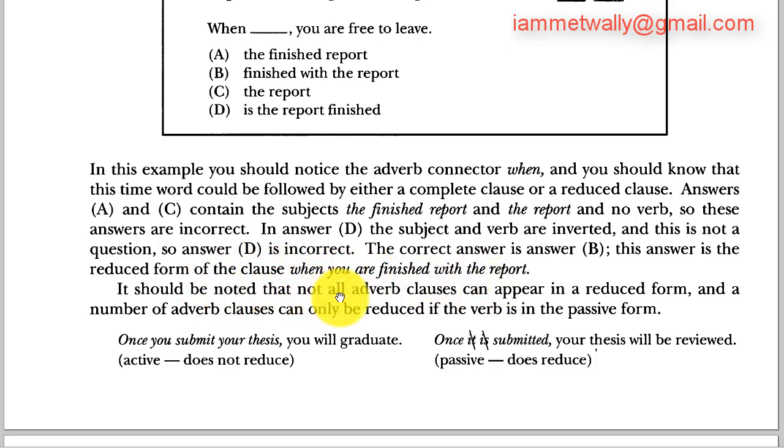It should be noted that not all adverb clauses can appear in reduced form. A number of adverb clauses can only be reduced if the verb is in the passive form. For example, "once." Once you submit your thesis, you will graduate. This doesn't get reduced because it's active; I have the subject here. But with the passive one, once it is submitted, your thesis will be reviewed. So I remove "it," I remove "is," and I have "once submitted." It can work this way.